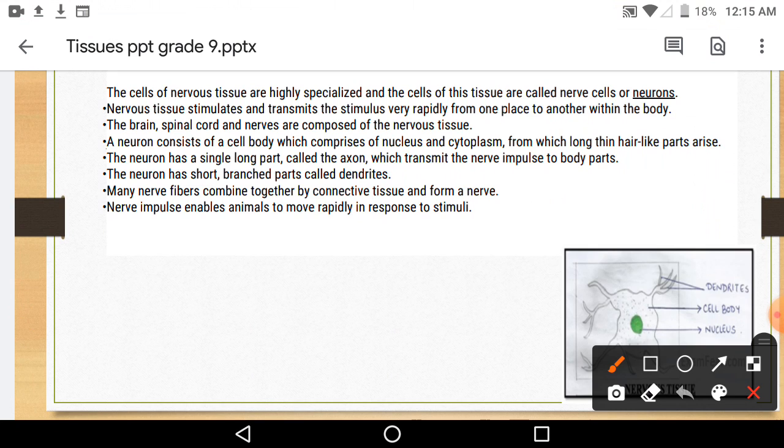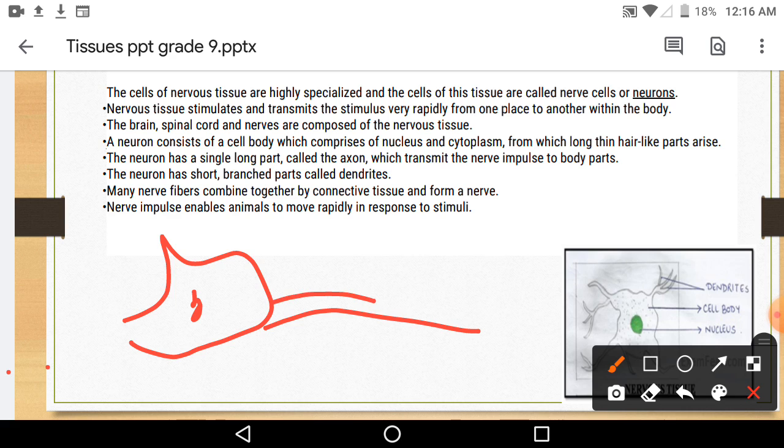A neuron consists of a single cell body which comprises a nucleus and cytoplasm, from which a long thin hair-like part arises. The neuron has a single long part called the axon, which transmits the nerve impulse to the body parts. The neuron also has short branched parts called the dendrites.